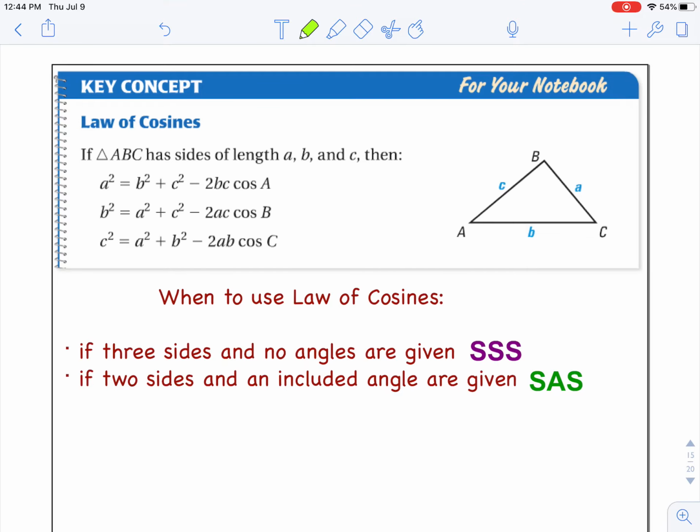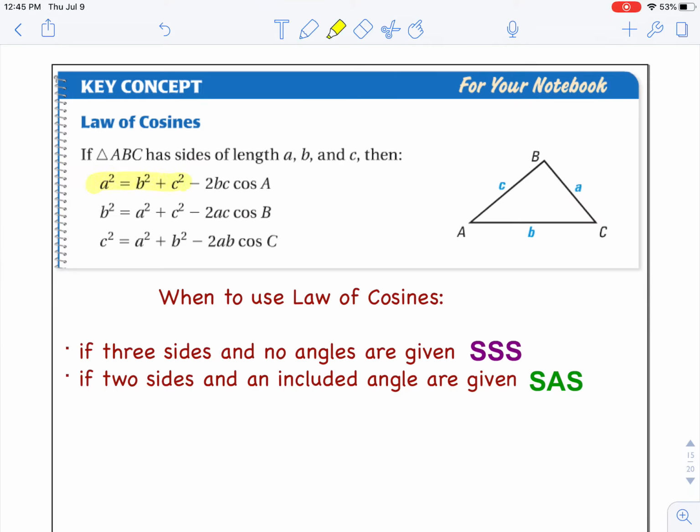So what we want to do is know when to use it, and really always try to use the law of sines first, and if you can't because you have too many unknowns, that's when you need to go to the law of cosines. But in general, you're going to use it if you're given 3 sides and no angles, because you can't set up the ratio if you have no angles at all. And if 2 sides and an included angle are given, you're also going to use it because you're not going to have the angle with the side opposite. So you'll have too many unknowns.